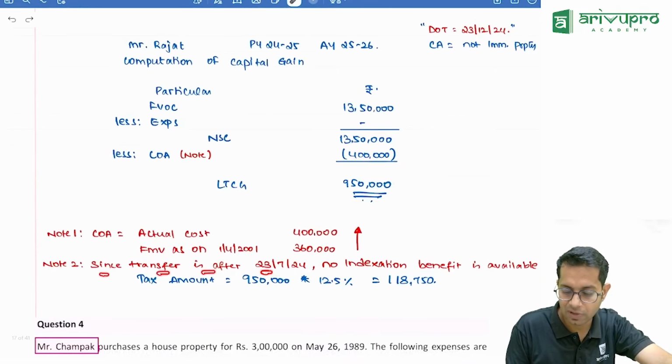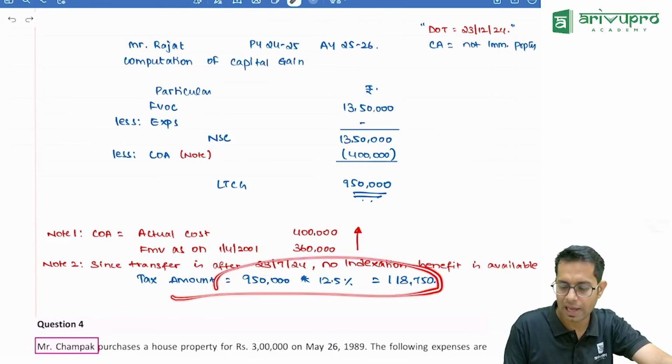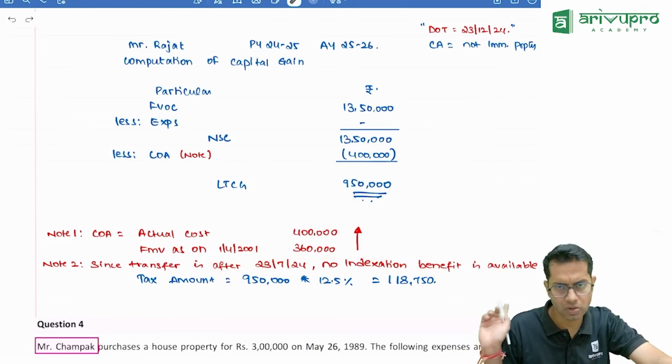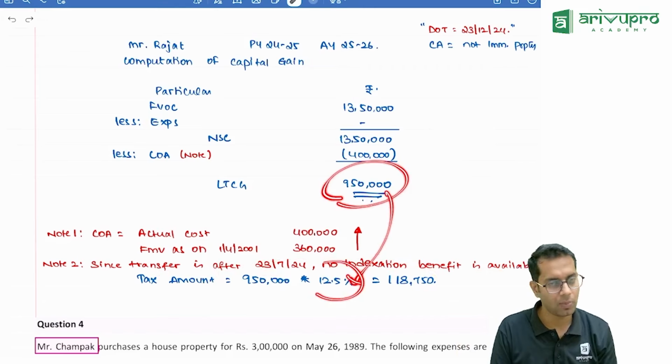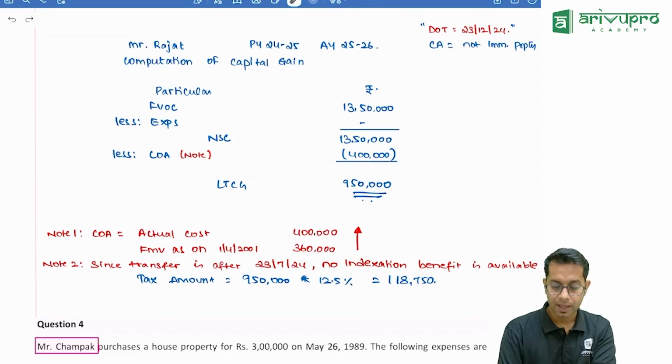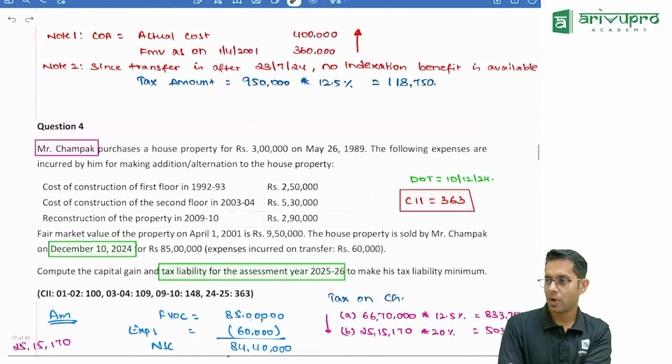Since the transfer is after 23rd July, no indexation benefit is available. Now, if they are asking you for the tax amount, you should find the tax amount by taking the gain without indexation, and the tax rate will be 12.5%. Now see this question. This is an important question.